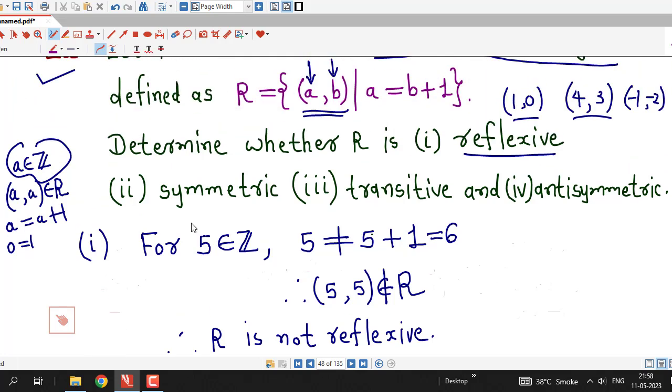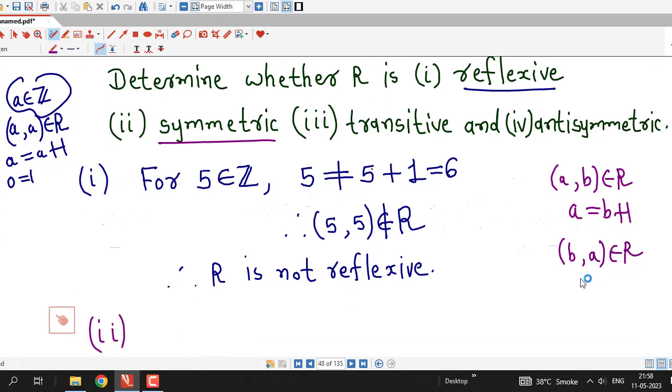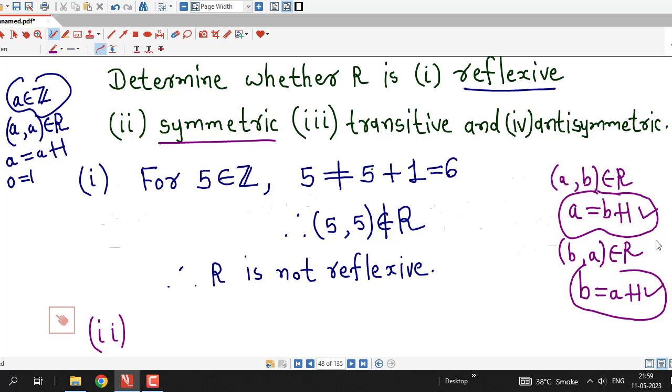Now we have to check for the symmetry property. For the symmetry property, whenever (a, b) belongs to R, we must have (b, a) belongs to R. Now (a, b) belongs to R if a = b + 1, and (b, a) belongs to R if b = a + 1. That is, a = b + 1 implies b = a + 1. This is also not obvious, or rather it is obvious that this is not true.